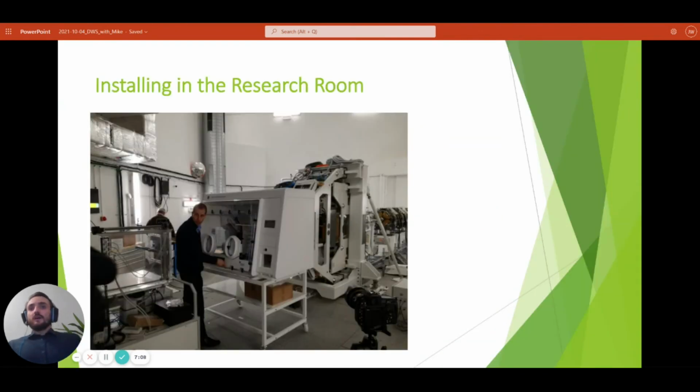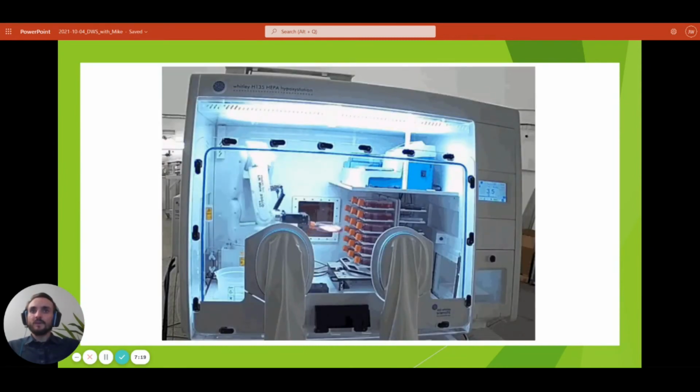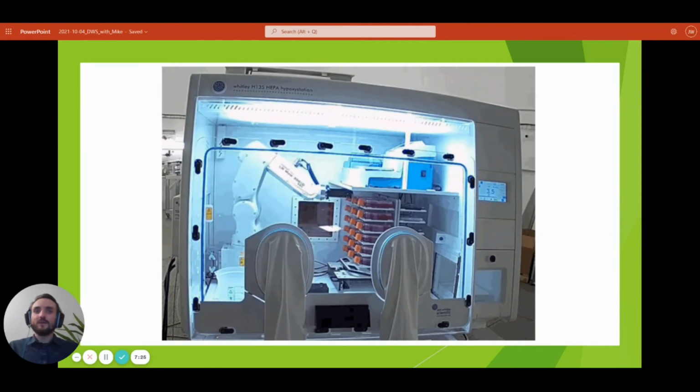So Don Whitley were very good in supporting us, coming and installing it and commissioning it at the research room. And you can see there it is in place, ready to be used. And here's a short GIF of it in actual action. So in short, it was a very good project, and we've really enjoyed working with Don Whitley and other partners.